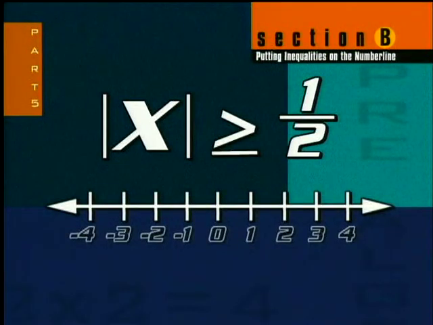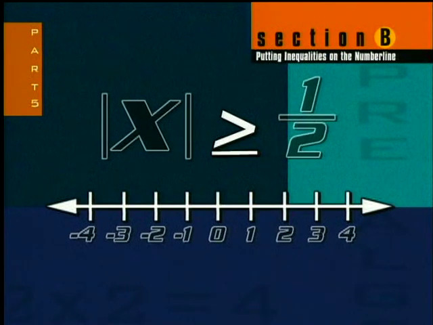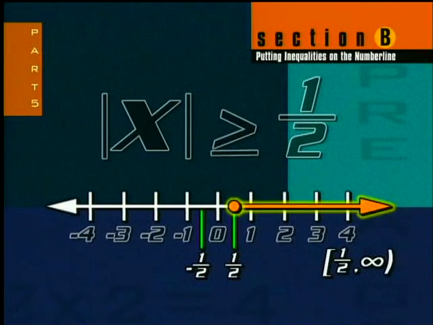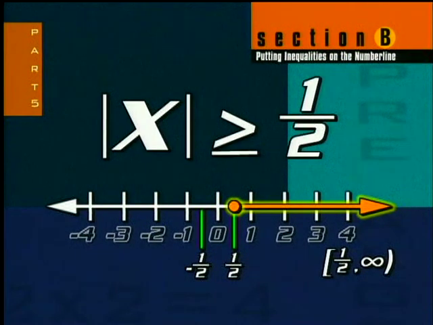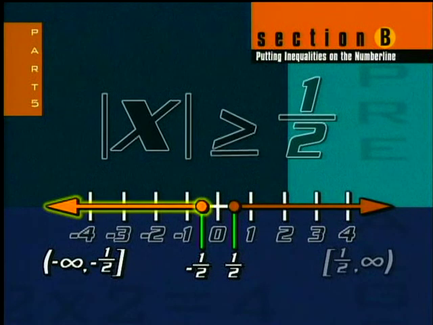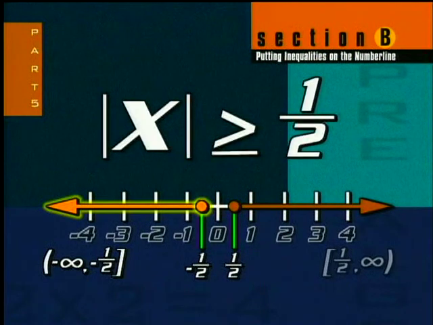Say we've got the absolute value of x is greater than or equal to 1/2. We handle this one just like the last one we did. We know that we're going to have a two-part answer because of the greater than or equal to symbol. We know all the numbers from positive 1/2 to infinity will work because their absolute values will be greater than or equal to positive 1/2. But all the numbers from negative 1/2 to negative infinity will also work because their absolute values will also be greater than or equal to positive 1/2.